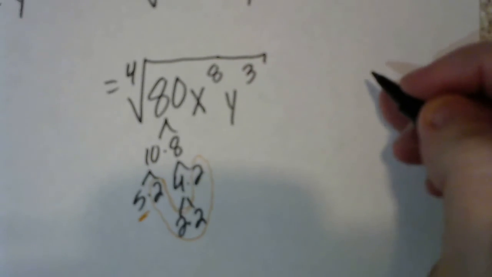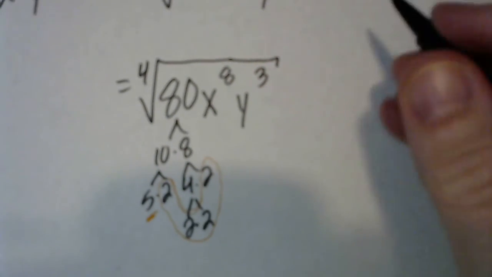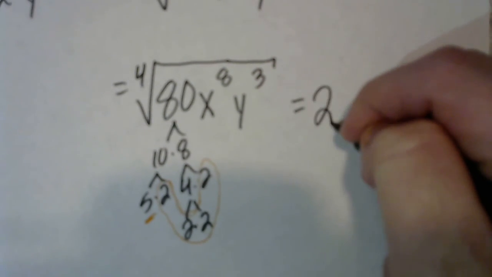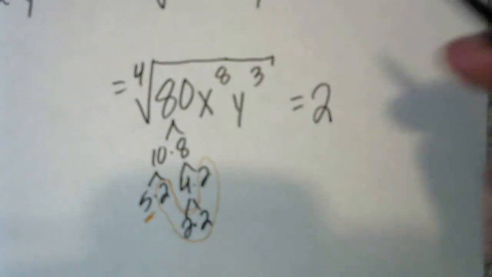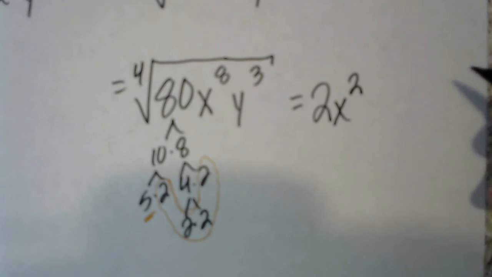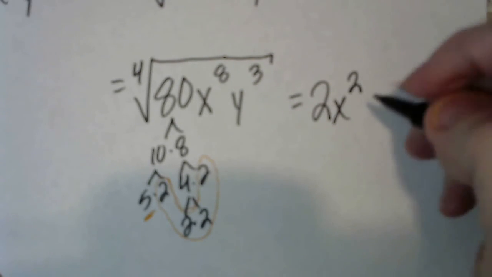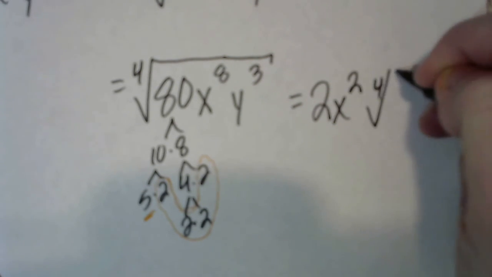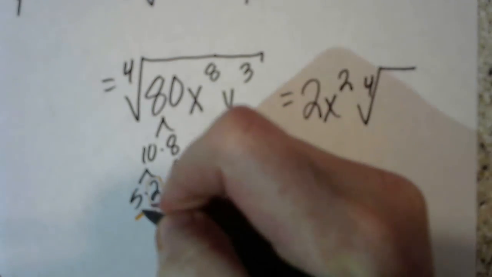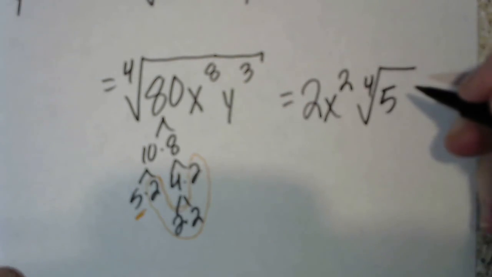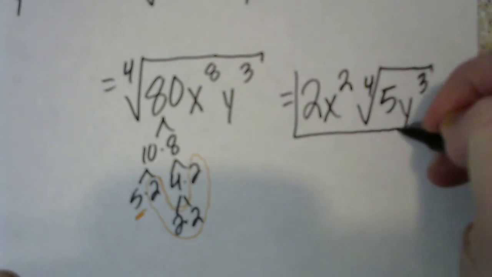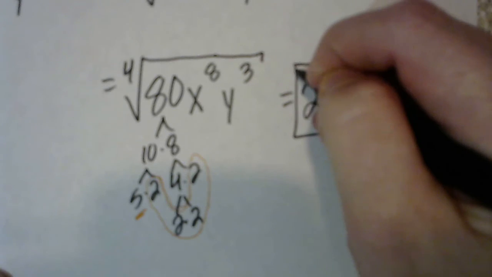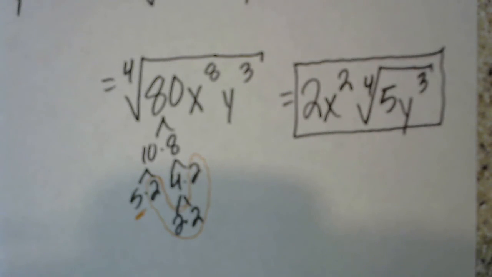So the answer here, a 2 can come out. Remember, we have 8 divided by 4 is 2, so I can take out x squared. And then I have the fourth root. The 5 had to stay on the inside, and the y cubed had to stay on the inside. So that would be your final answer for that example.